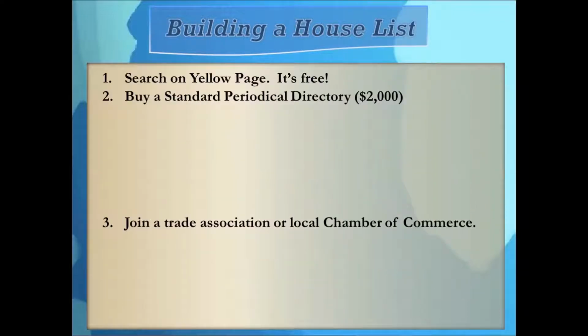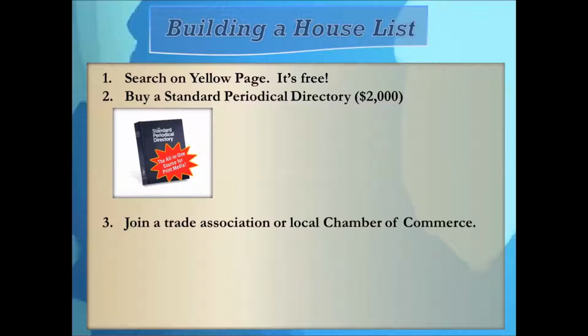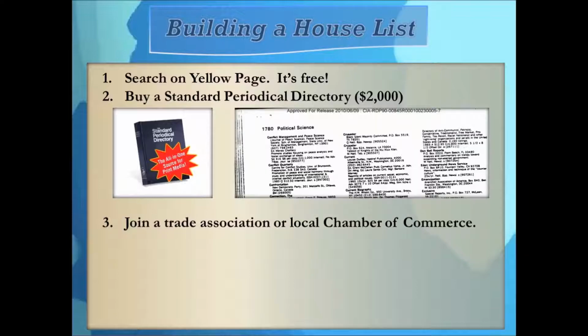If you are targeting businesses and are not interested in buying or renting a mailing list at all, you could build your own house list by looking up businesses in the yellow pages, which is free, or buy a standard periodical directory for $2,000 and it has over 2,000 pages of business addresses and information.